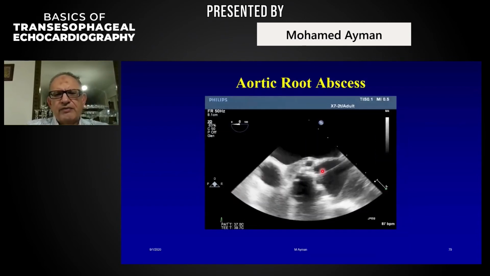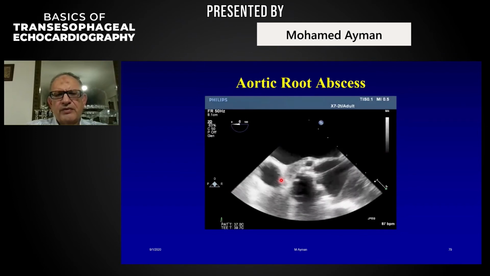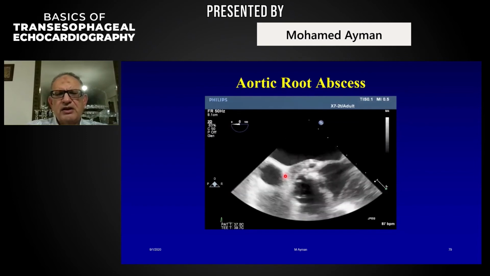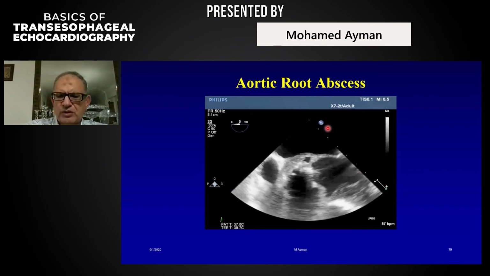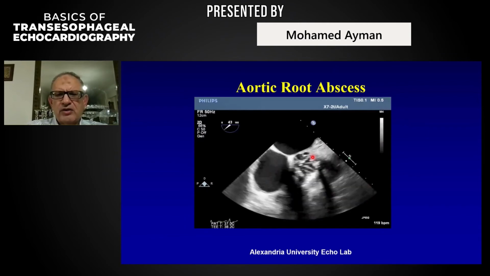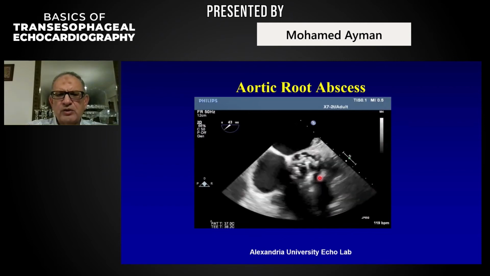Here we have the aortic valve, and we have here an area of thickening with some tendency for loculi, cavitations here at the aortic root. So this is an aortic root abscess. Here, the loculi increase in size, more cavitations, multiple loculi for an aortic root abscess.